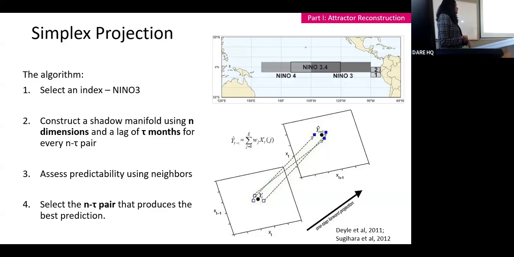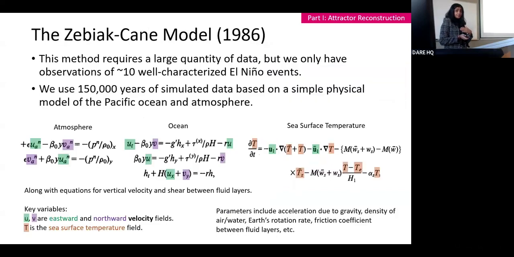Ultimately, you select a pair of n, that is the number of dimensions, and tau, that's the monthly lag. That gives you the best predictions, and that should correspond to the shadow manifold. To do this, we use something called the Zebiak-Cane model. So this is a very data-intensive way. You can only really get certainty in this method if you have a very large amount of data, but we've only observed about 40 years worth of sea surface temperatures using satellites.